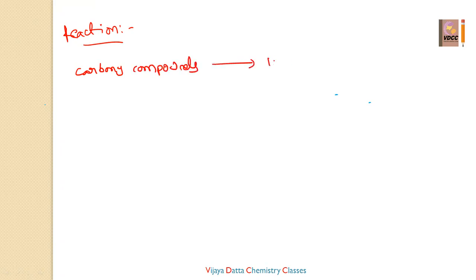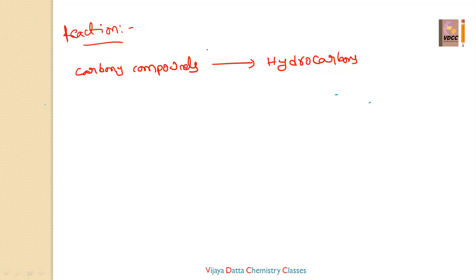Let us see what the Clemmensen reduction is. Reduction is nothing but removal of oxygen and addition of hydrogen. Here it is the same as the Wolff-Kishner reduction, where carbonyl compounds are converted to hydrocarbons. But in the Wolff-Kishner reduction, we used hydrazine as the reagent, with base-catalyzed conditions.